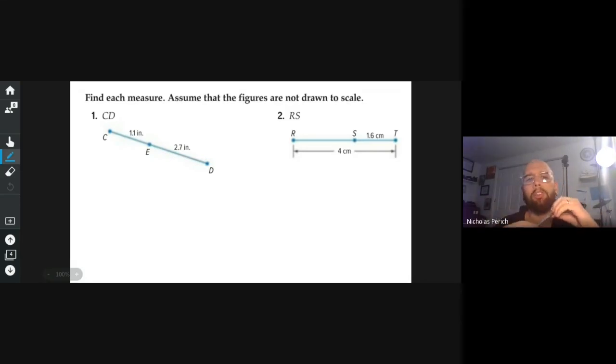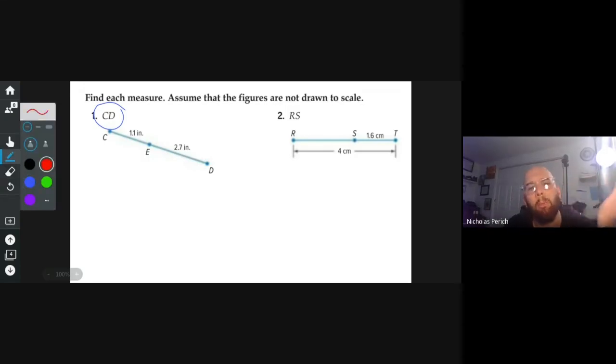So here we go, CD, compact disc. Whenever you see CD with no line above it, that usually means distance. So when it says find each measure and it says CD, and if you're wondering where's the line above, usually when you're given 2 letters and there's no line above it, that represents some kind of distance. So my job is to find from C to D. Just 1 letter or 1 word is all I need for you to describe how I do this problem.